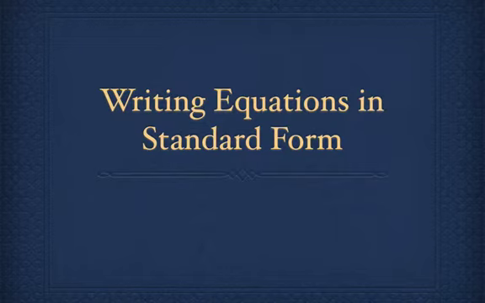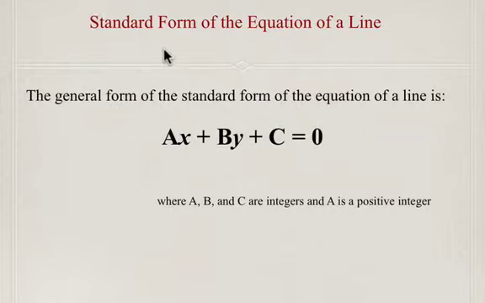Now, in the last lesson, we looked at finding the slope and y-intercept of a line given an equation in standard form. In this lesson, what we're going to look at is writing an equation that's not in standard form into standard form. Recall that standard form of the equation of a line is ax plus by plus c equals 0, where a, b, and c are integers, and a has to be a positive integer, if you recall.